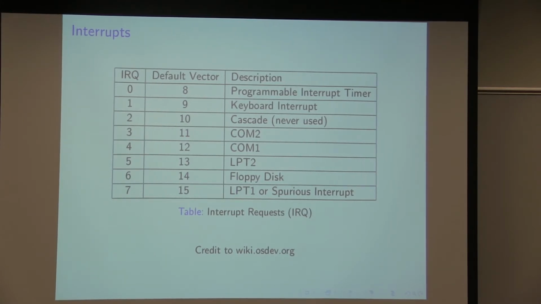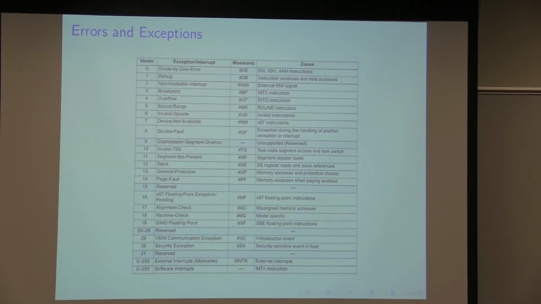Also, interestingly, they're mapped by default to vectors 8 through 15. So going back to this table, 8 is the programmable interrupt timer, which is just a timer that will generate interrupts every however many microseconds. That will actually cause a double fault by default. It'll look exactly like a double fault.